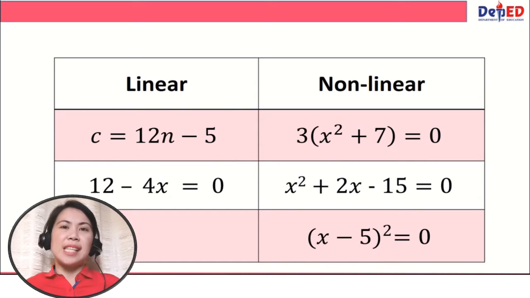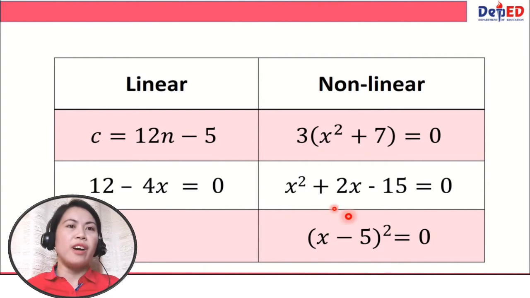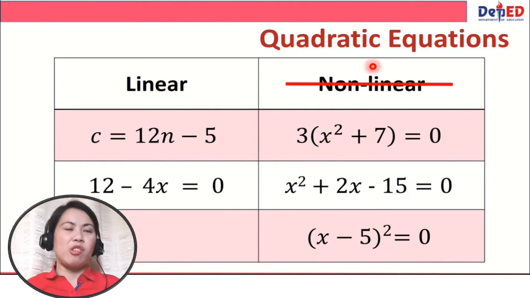In the last activity, you were asked to classify the equations as linear and nonlinear. So here is the result. Now, what have you noticed with those that are nonlinear? Okay, they have the highest exponent of 2. So those equations are known as quadratic equations.